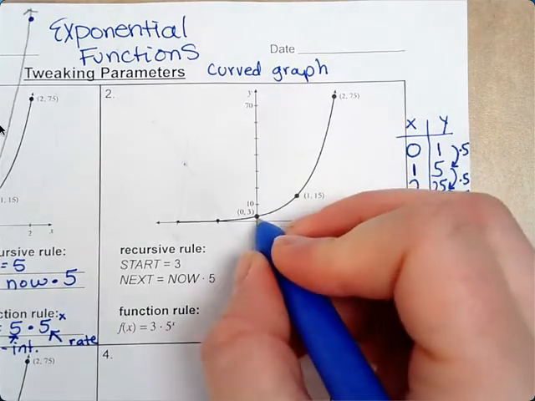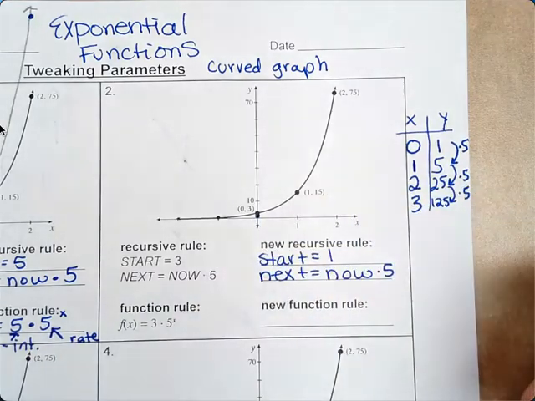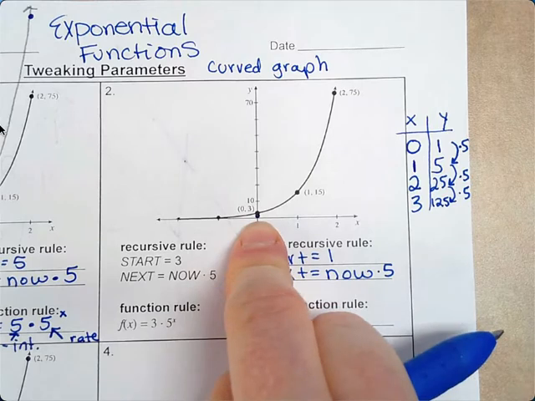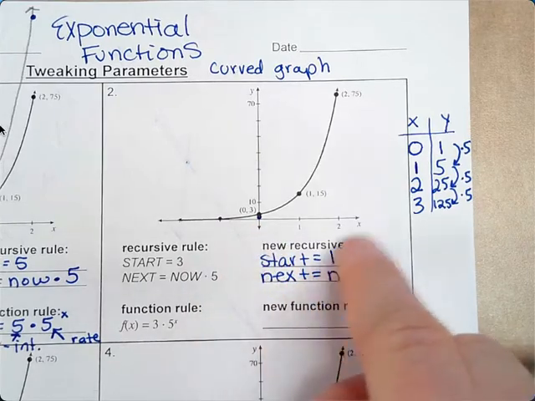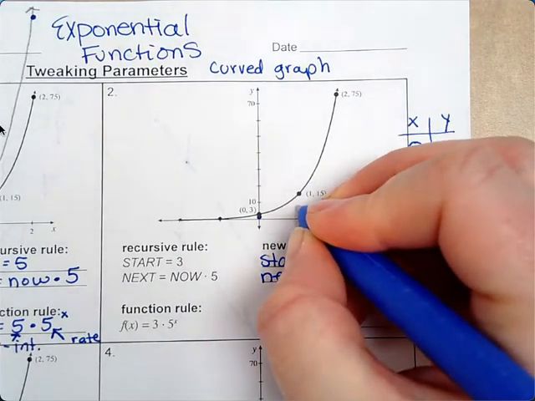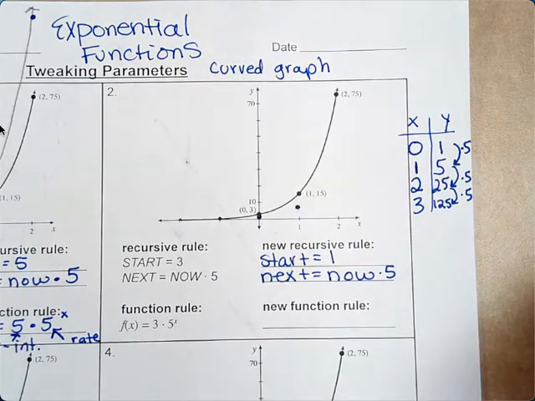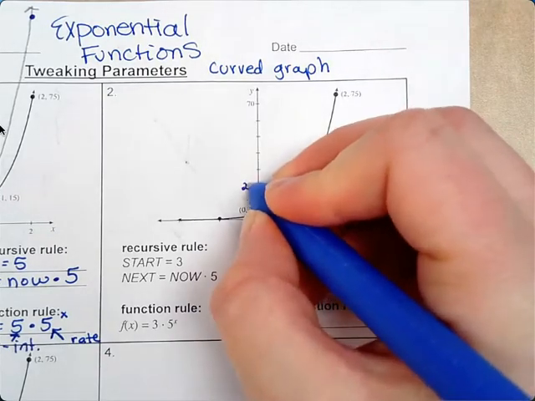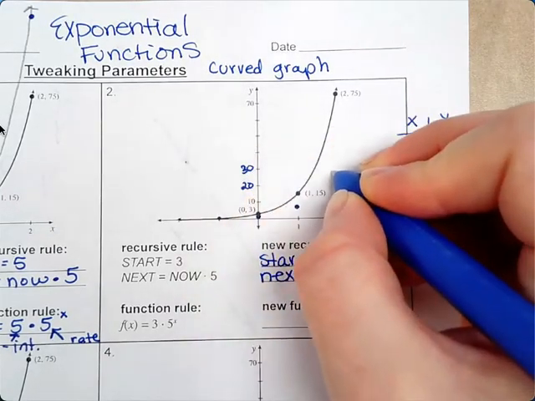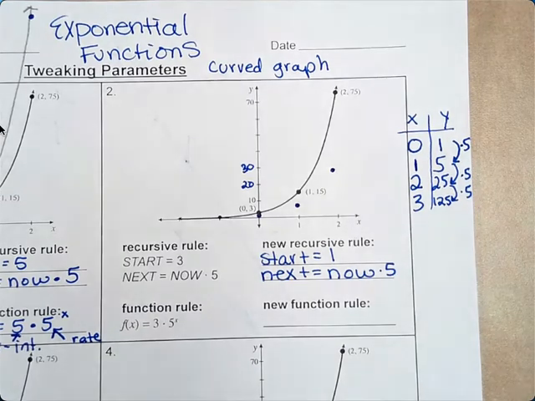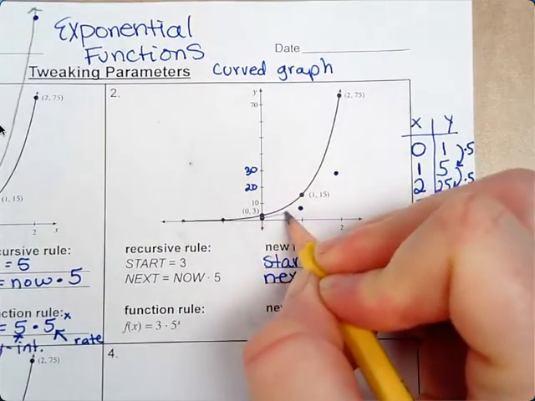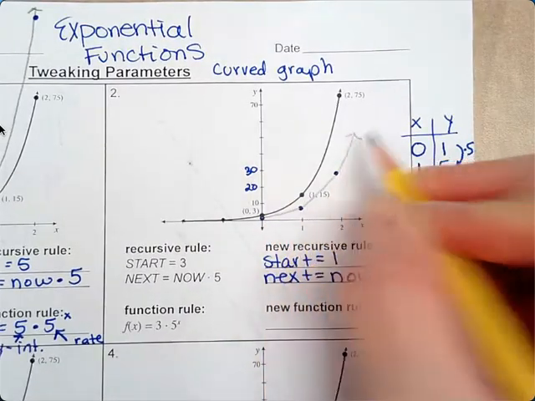Let's go ahead and graph it. So 0, 1 is going to be below the 3, just above the x-axis right there. And then the next one is 1, 5. And then 2 would be 25. So this is 20, 30, so 2, 25. And then the third one would be the 125. But I have 3 points, so I can go ahead and connect these. It's going to be something like that, right?